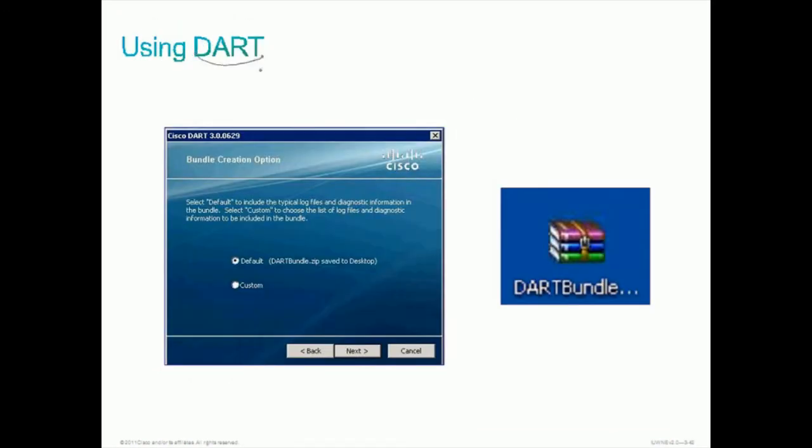Of course, DART is the next one that we're talking about, which we can use to capture diagnostic information to help us in the process of troubleshooting. If we choose the default here, it says it'll include the typical log files and diagnostic information in the bundle, or I could pick and choose what I want as the custom, and then of course continue walking through the next steps. And basically what it should do is show me anything that deals with potential problems or how the configuration is set up, so that we can help go through the whole troubleshooting process. So there we got to take a look at the Cisco AnyConnect Secure Mobility Client.